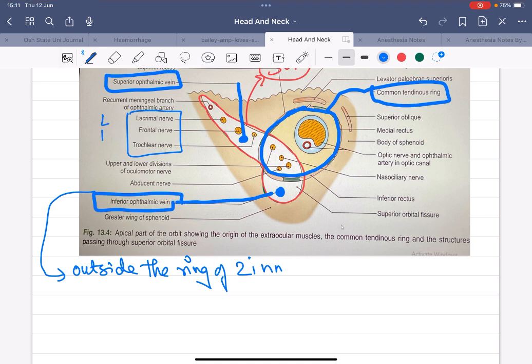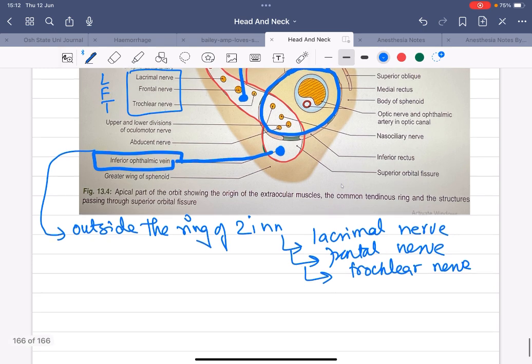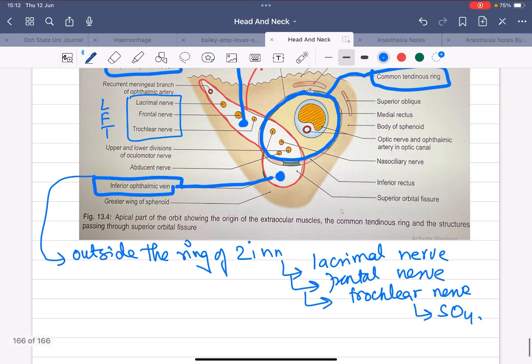That is the lacrimal nerve, the frontal nerve, and the trochlear nerve. Trochlear nerve, fourth cranial nerve, SO4. Okay, so they are outside the ring of Zinn. Which are inside the ring of Zinn?